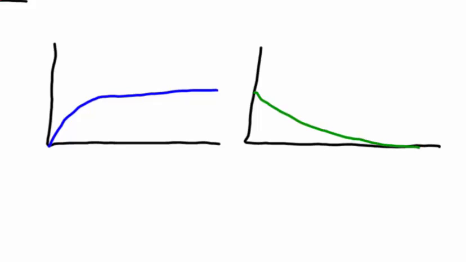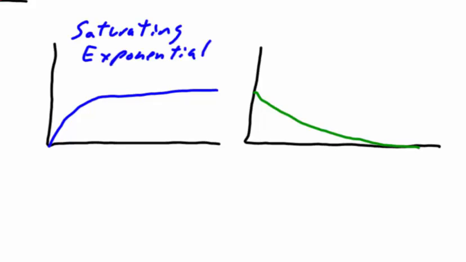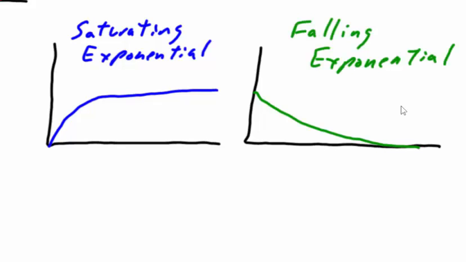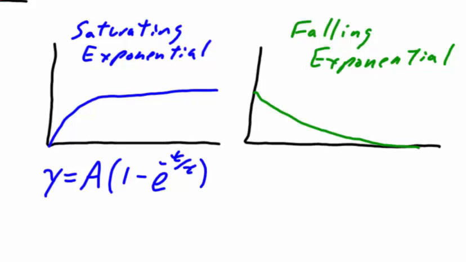The one on the left is called a saturating exponential, and the one on the right is called a falling exponential. All of the transient problems that we'll be encountering in this class have quantities that are either described by the saturating exponential or the falling exponential, and our job is to be able to recognize the constants associated with these two functions. The function for the saturating exponential is that the y coordinate is some amplitude times 1 minus e to the negative t over some characteristic time tau. You could just as easily have written these y as a function of x, but in this case we're writing y as a function of t since that's most similar to what we're doing.